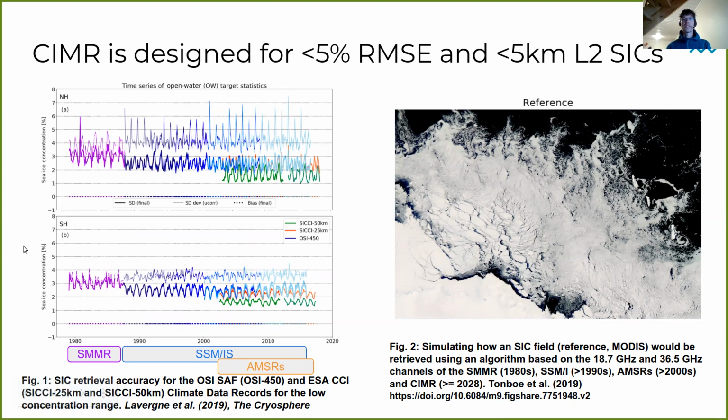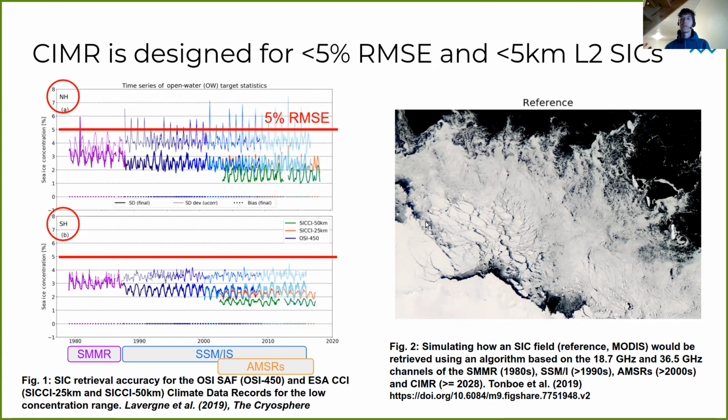Now, looking at the results, this is a time series to the left of the retrieval accuracy of these climate data records over the SMMR, SSM/I, and AMSR instruments. And so this is the retrieval accuracy, and you see that after the atmospheric correction and after the dynamic tie points, we oscillate between 2 and 3%, both in the northern hemisphere and the southern hemisphere. And that's really good because the target accuracy of our product for the Copernicus users is 5% RMSE. So we know that with CIMR, we're going to make it.